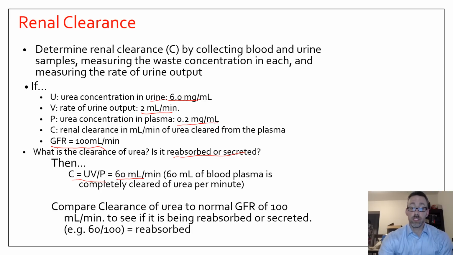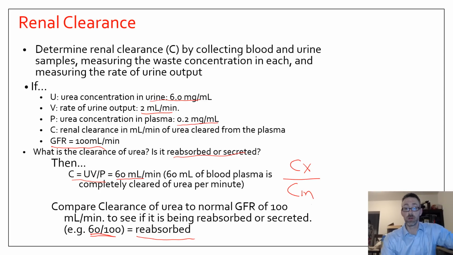So I can make that ratio I talked about in the slide before, or two slides ago: 60 over 100. Remember, this is the clearance of X, which in this case is urea, over the clearance of, let's say, inulin, which I've already calculated for you, but is essentially the GFR. 60 over 100 is definitely less than 1. Less than 1 means it's being reabsorbed. I'm clearing it from a volume that's less than the filtered volume, so that tells me that some of the urea is reabsorbed.